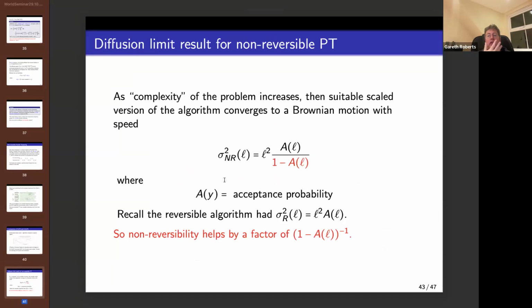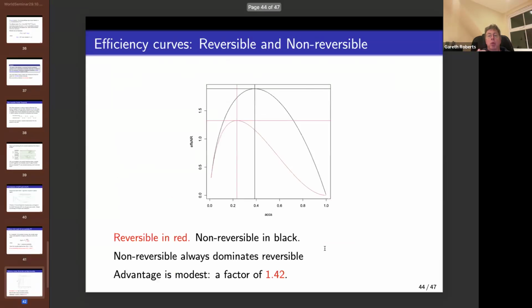And that's not a surprise, because the diffusion limit result for non-reversible parallel tempering is exactly the same as what we had before. We have this factor of 1 over 1 minus a on the bottom. So non-reversibility helps by this factor of 1 over 1 minus a. So it's exactly the same story. We get exactly the same asymptotic efficiency curves, and exactly the same advantages.